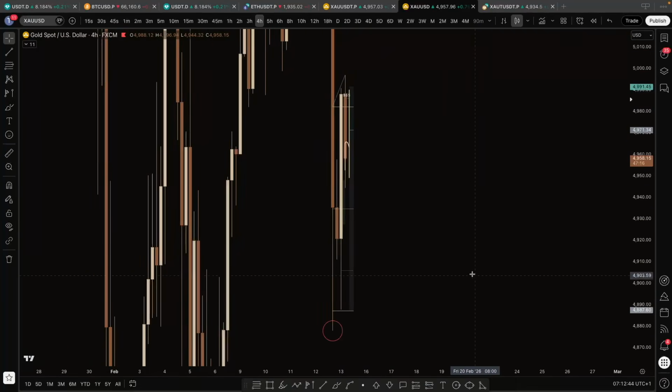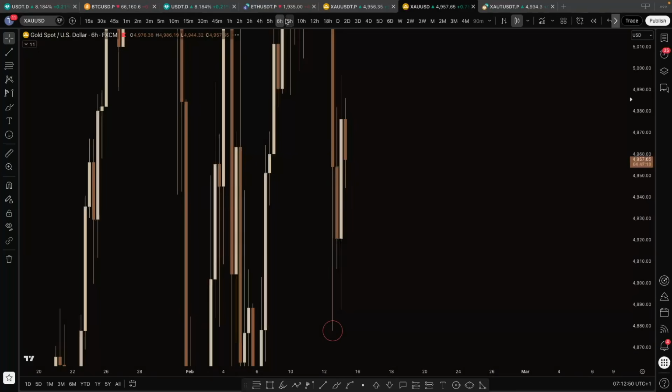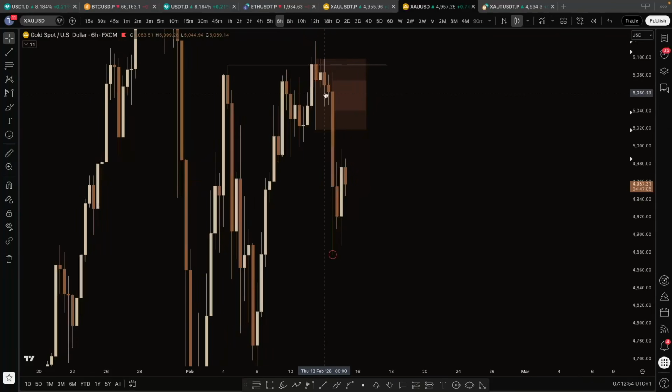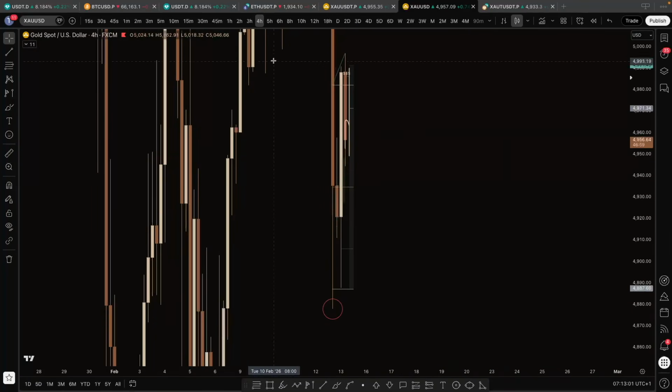Let's see if we are already creating a good topping structure. No, not yet. Ooh, actually. No, not yet. I don't like the 6-hour candle there. So that's what I will watch for on gold.